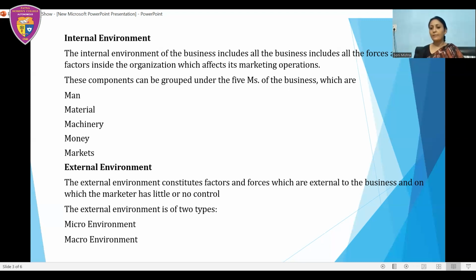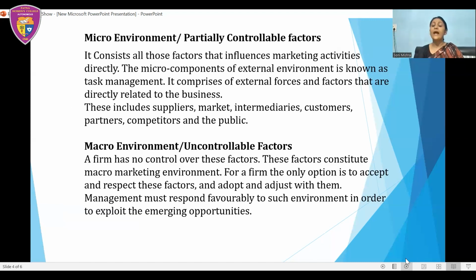This external environment is further divided into two parts, that is micro environment and macro environment. So micro environment are those factors that influence the marketing activities directly. The micro components of the external environment are known as the task environment.